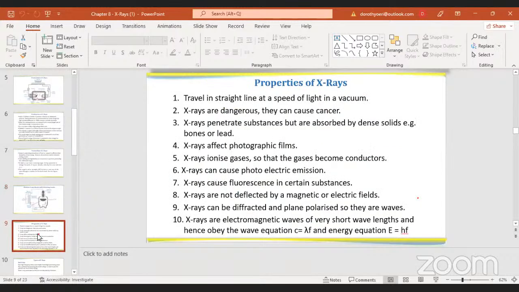Now, with the next part, I will try to move a bit fast because there were challenges at the beginning of the lesson. Properties of X-rays. So we need to cover the topic. The properties of X-rays are listed there. They travel in a straight line at the speed of light in a vacuum.